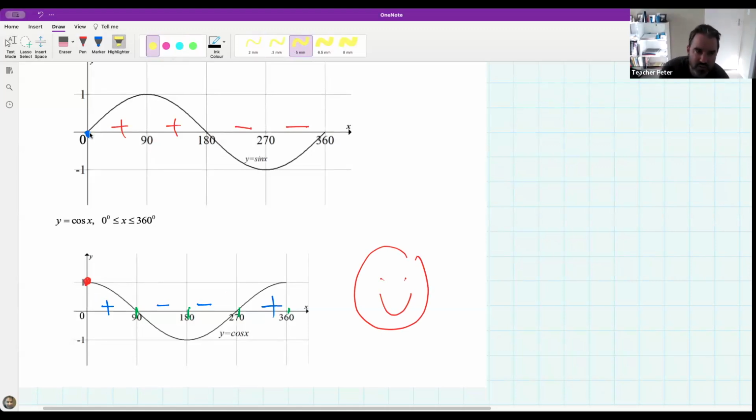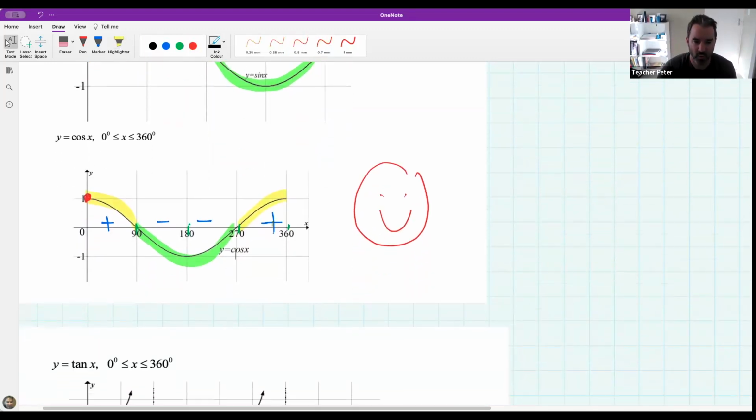Can you see, though, that the graph is above the x-axis here, and then it's below the x-axis for this period? Whereas this one is above, then below, and then above. I'm going to come back to this later in the lesson, but it's important you see the idea. Now, what about tan?